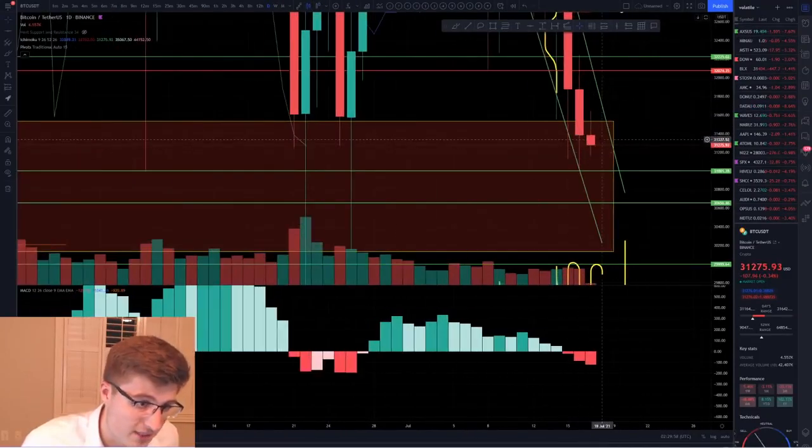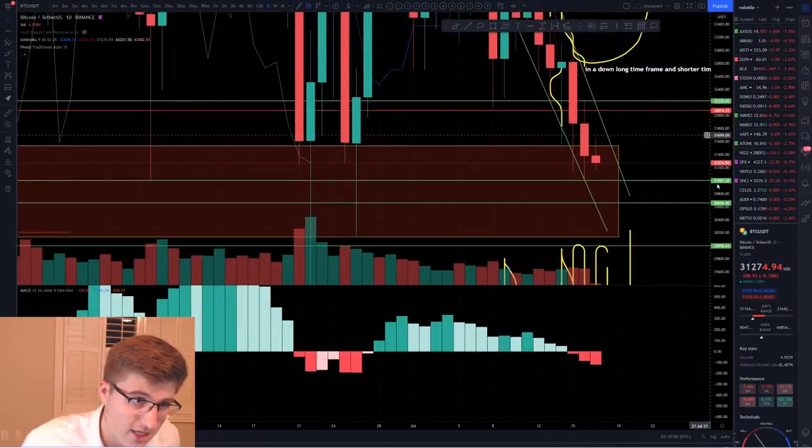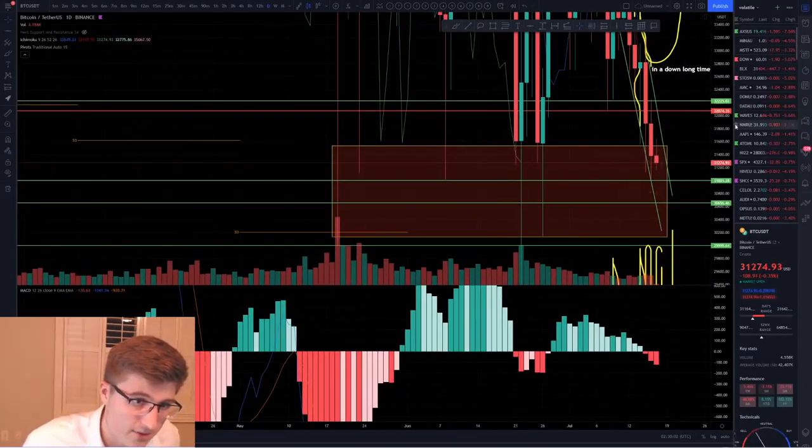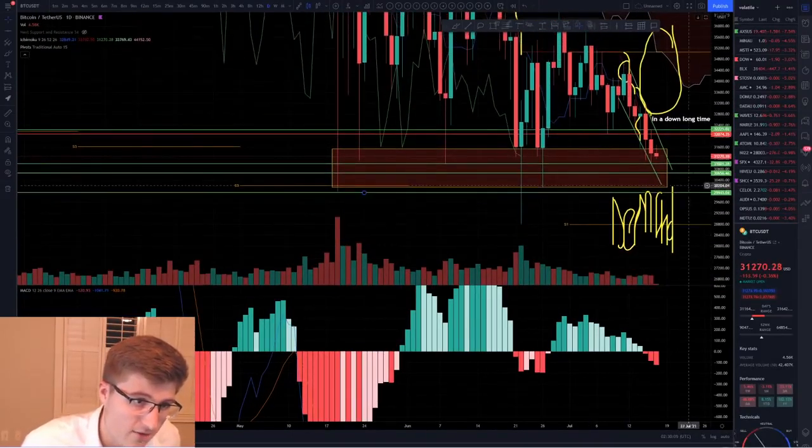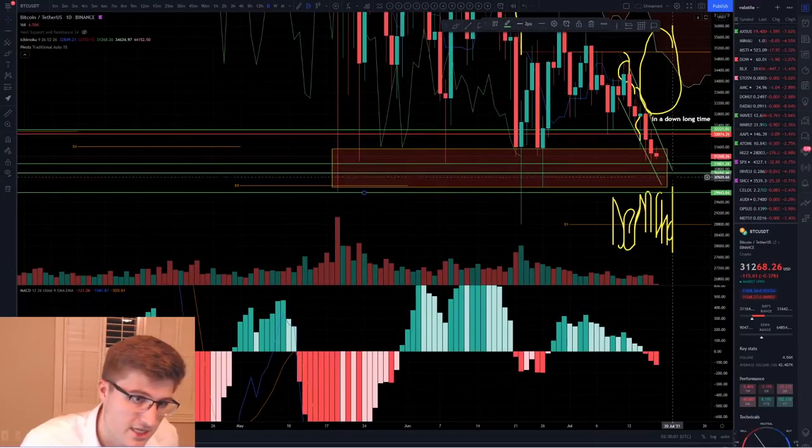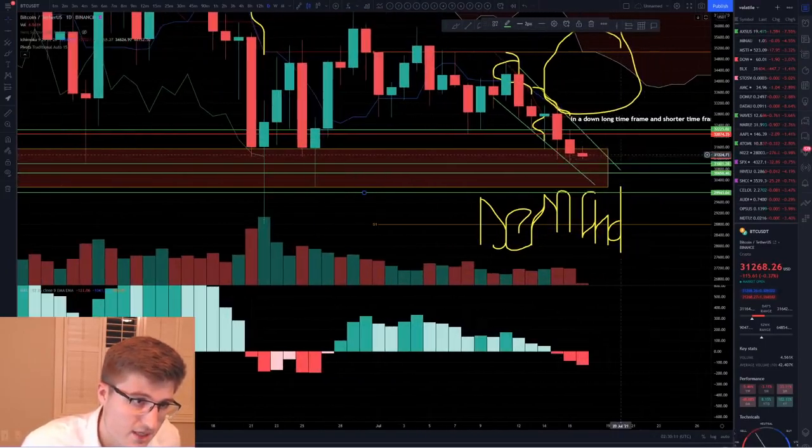We're not seeing volume pick up. Normally, when we're in this demand zone right here, volume picks up. And the fact that we're not seeing volume hints that we are going to see some sort of push to the downside. That's normally what happens.